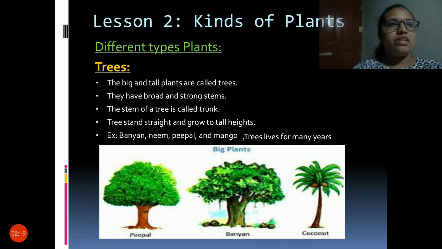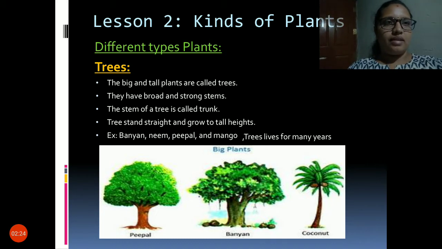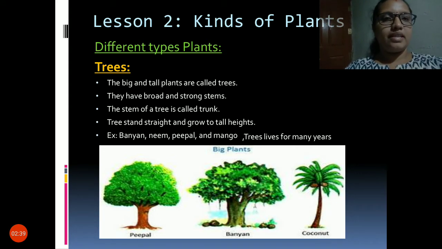I will show you a few examples here. Peepal tree, I think you might have observed this peepal tree around you. Banyan tree, coconut tree. There are many trees. You can observe how big the stem is, how strong it is, and it is straight also. It has many branches also. It grows very tall and very strong. These we will call trees.